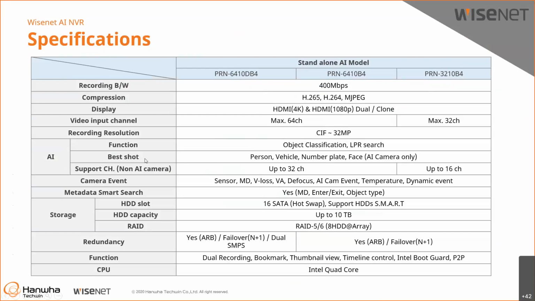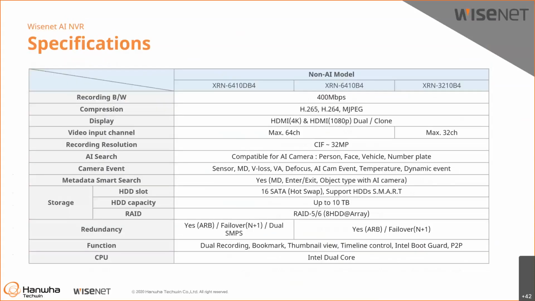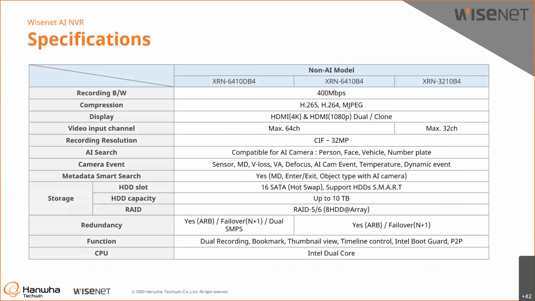and best shot. Here, if you have an AI camera, as I told you before, you can have a maximum of 32 channels with the AI feature for the 64 channel NVR, so it will be half. Okay, you can have a look at this later, maybe. And this one is for the XRN. Without AI features, it's all the same as the PRN series.